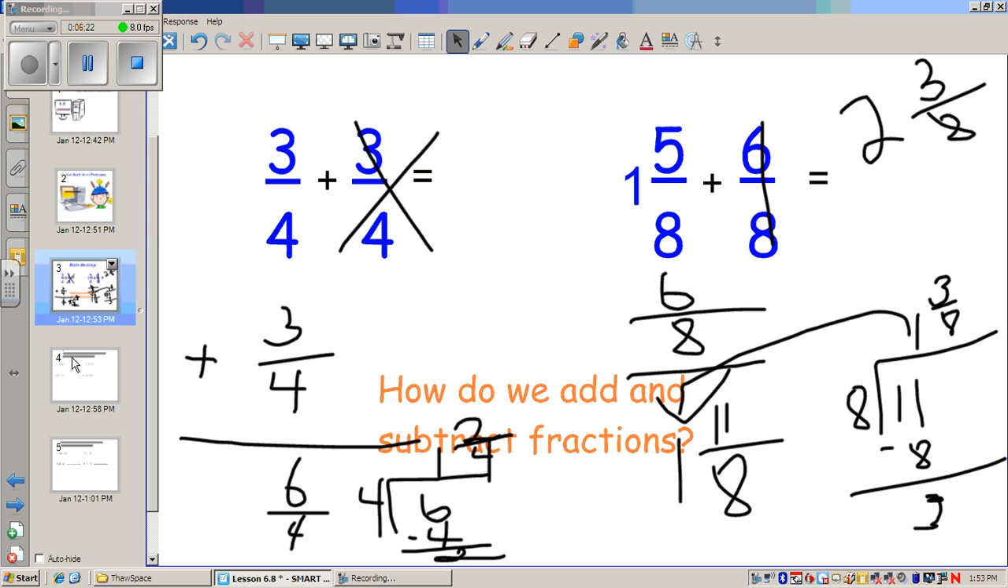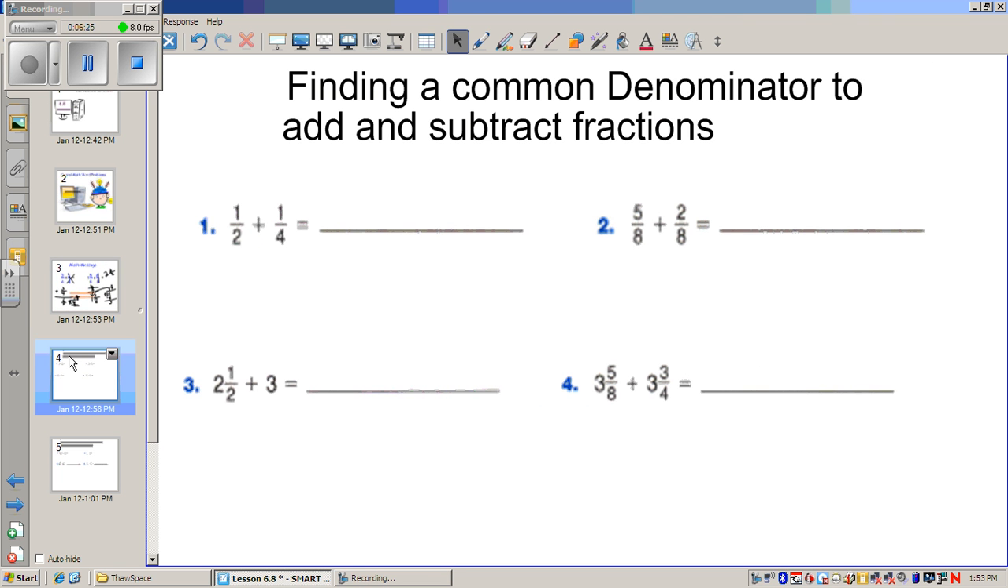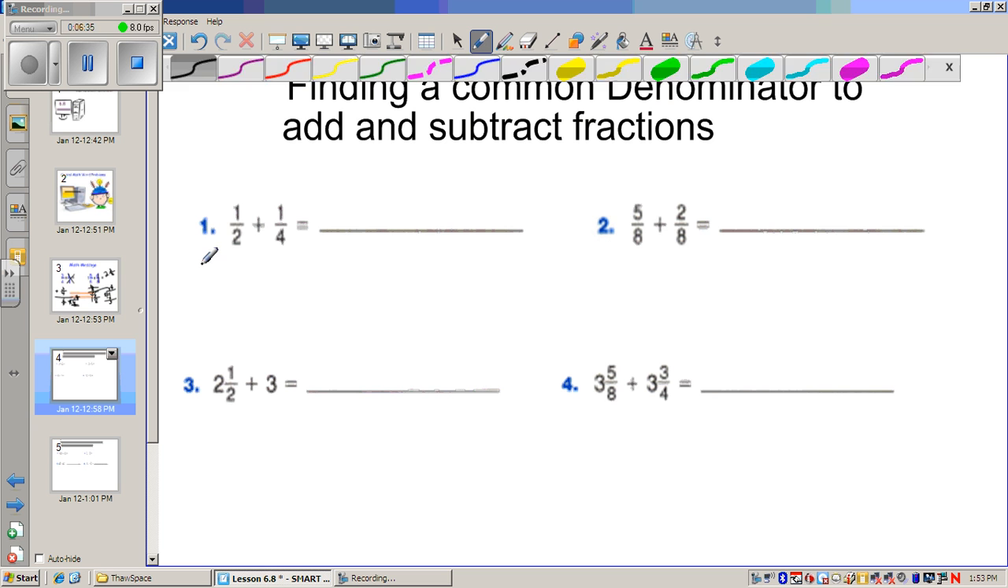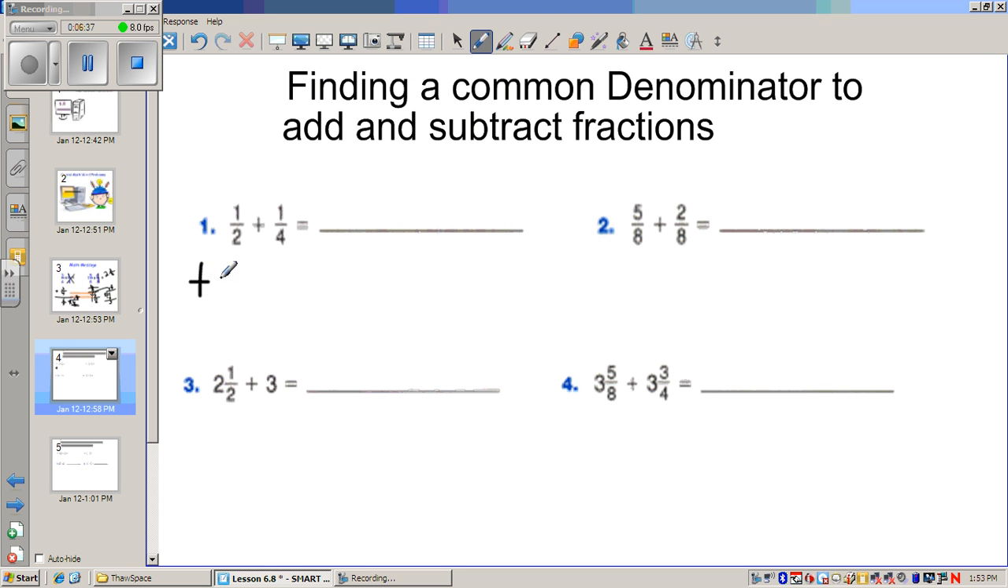Okay, let's keep moving. Here's some more to add. So it says finding a common denominator to add and subtract fractions. Now one thing to remember is, could one of my numbers that is already there, one of my denominators, be my common denominator? And the answer is yes, okay? So the first thing I do again is I move this because I have to line them up this way so it makes sense. Okay, so I get rid of my 1/4.